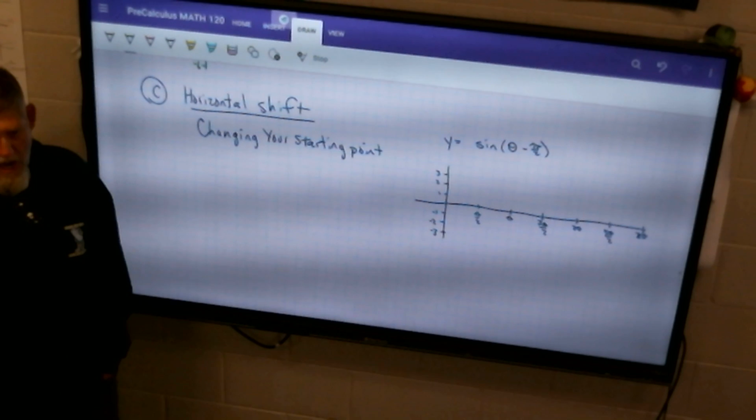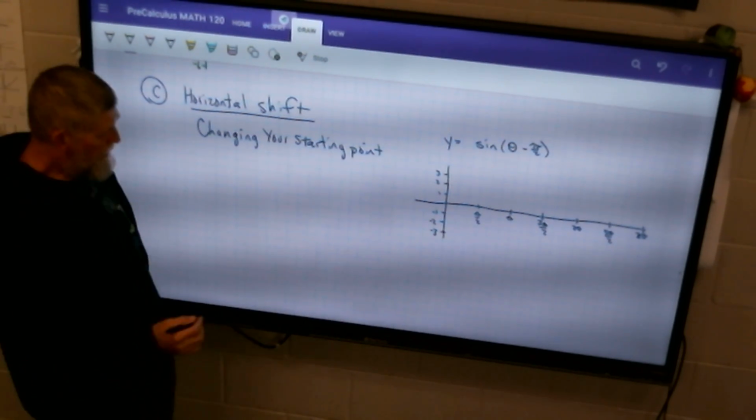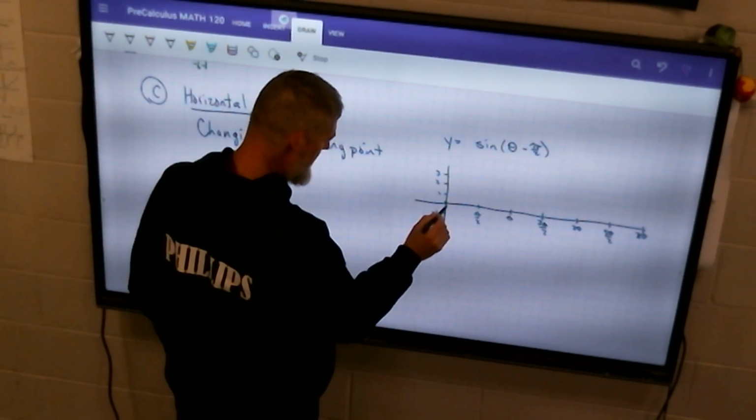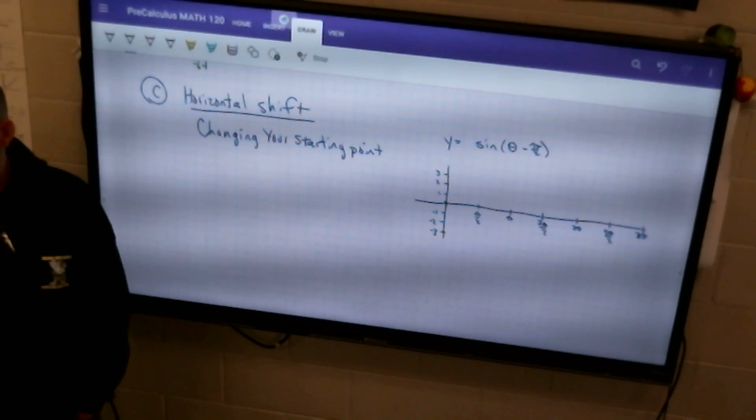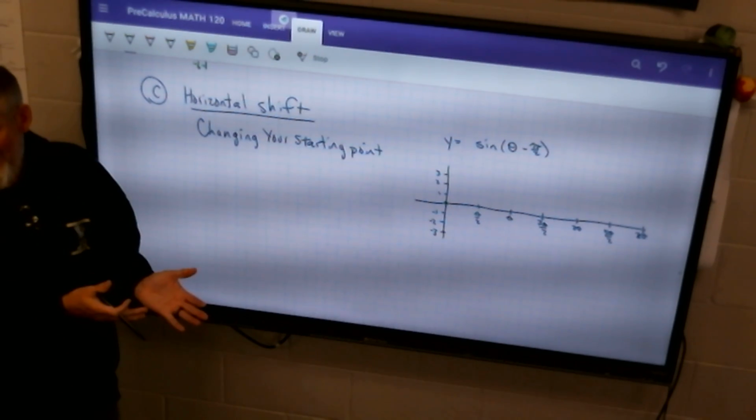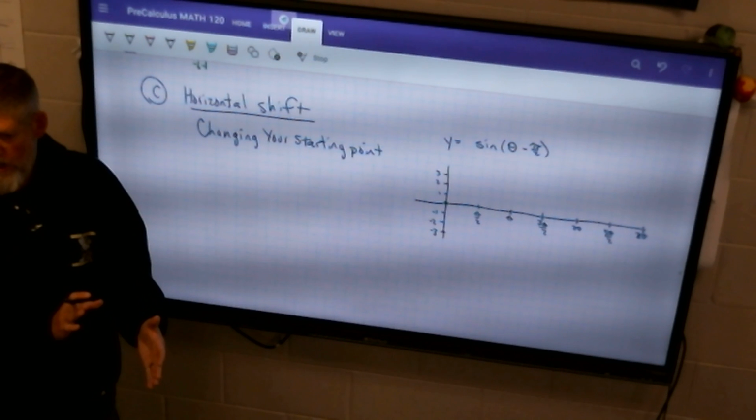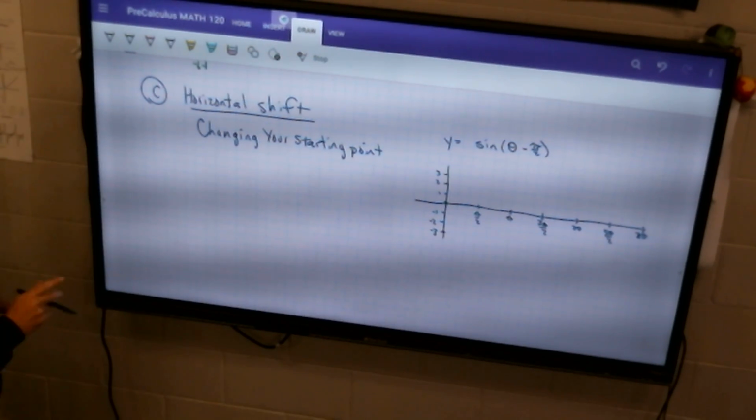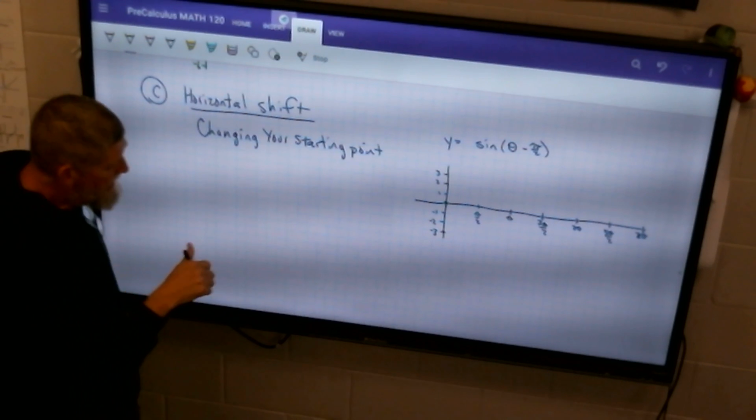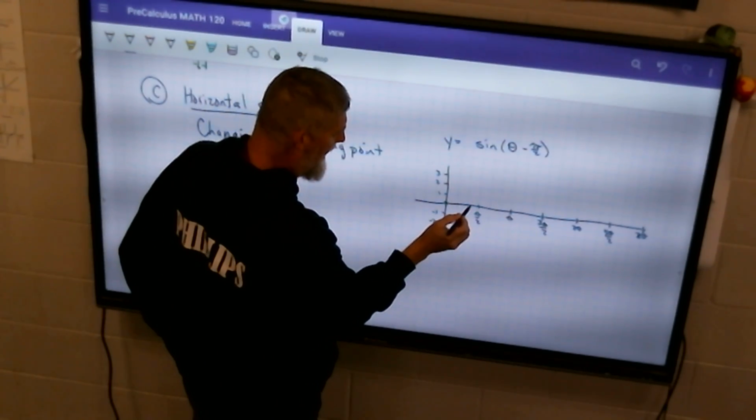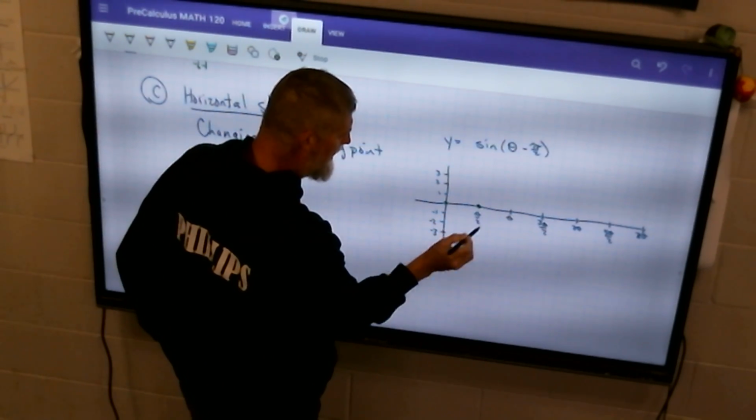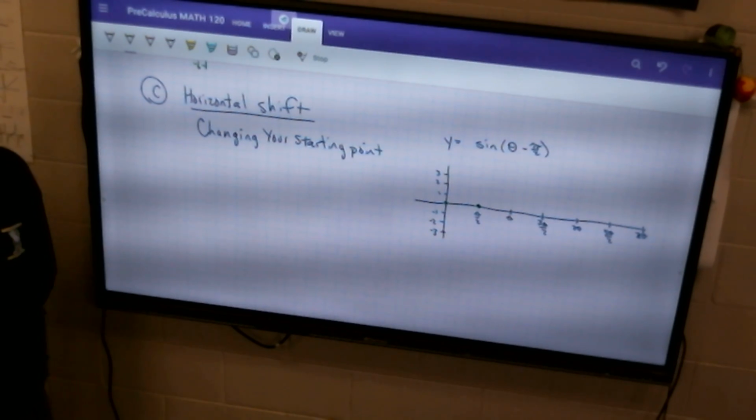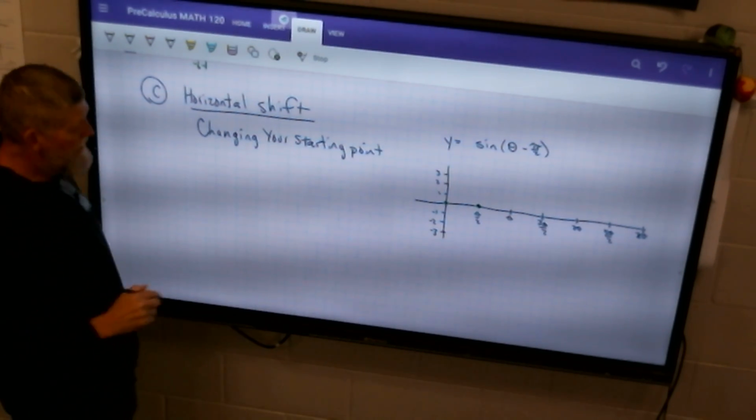Now normally, I would start right here, correct? That's where I should start on a parent function. But because inside I do negative pi over 2, first of all, which way is it going to shift? It says negative, but it's inside the parenthesis, so I do the opposite. So it's going to shift it pi over 2, which means that rather than starting here, I'm going to start here. I'm going to slide it over to pi over 2. So there's my new starting point.